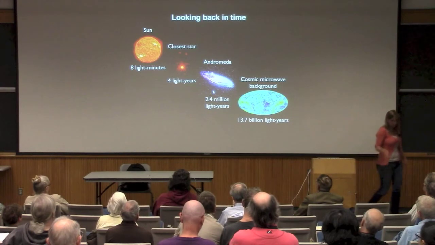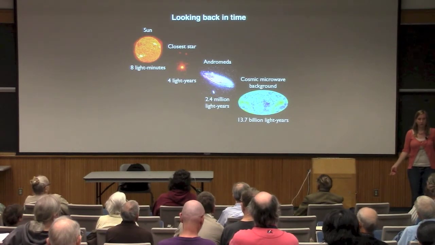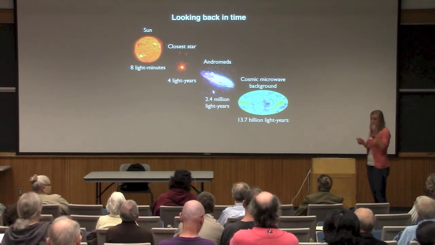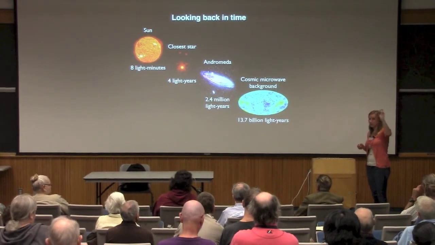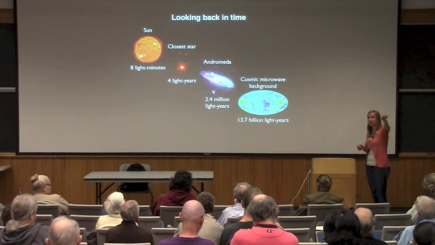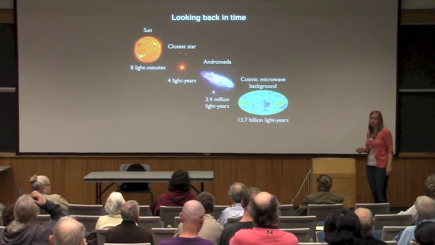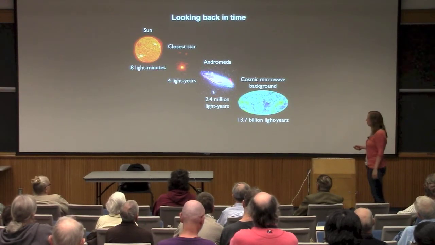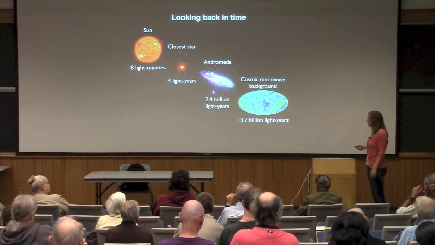And that's because the light takes some time to reach us. So for example, from the sun, it takes about 8 minutes. So if you look at the sun right now, the light that we're seeing is not the light that it's emitting at this moment. No, we see the sun how it was 8 minutes ago. The closest star is 4 light years away. So we see the star how it looked 4 years ago. Andromeda, we see how it looked 2.4 million years ago.